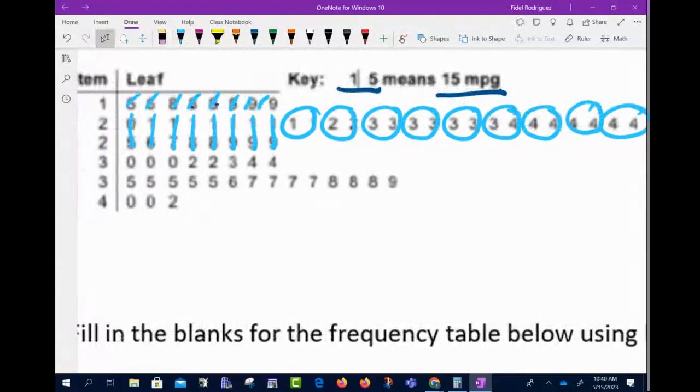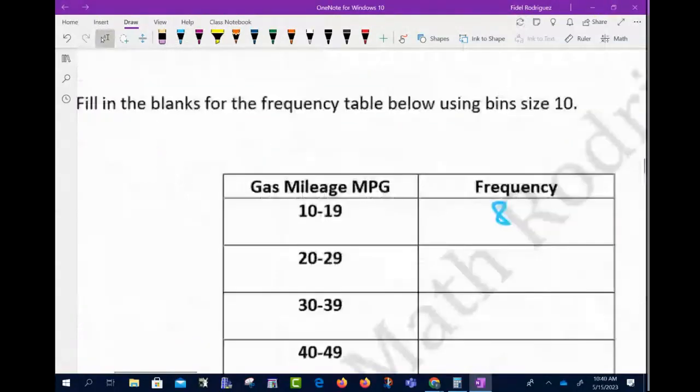2, 4, 6, 8, 10, 12, 14, 16, 18, 20, 22, 24, 26, 28, 30, 32, 34? Was that right? Yes, sir. Okay. So I want to make sure we did that right. 34, right? There's 34 cars that get in the 20s.